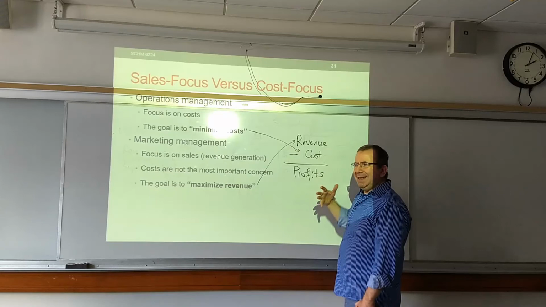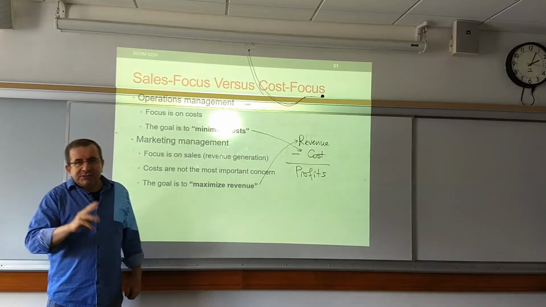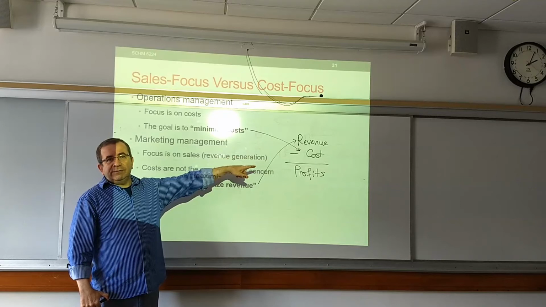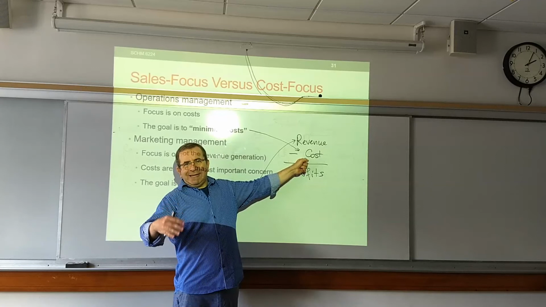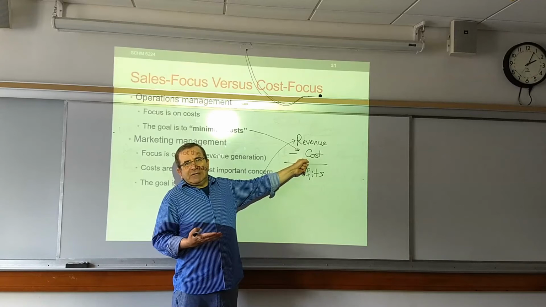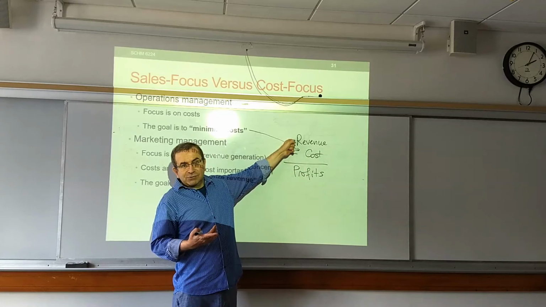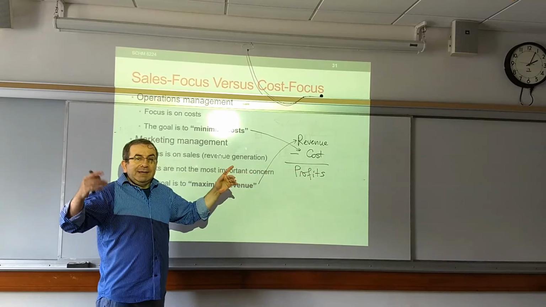Why is that so? There are three reasons why you should focus on increasing revenues rather than decreasing costs. Number one, how much can you decrease costs? I mean, you can decrease costs by 10%, 20%, 30%, etc., but there's a limit to how much you can reduce your costs. How much can you increase your revenues? The sky's the limit, right? So there is much more opportunity here than here.